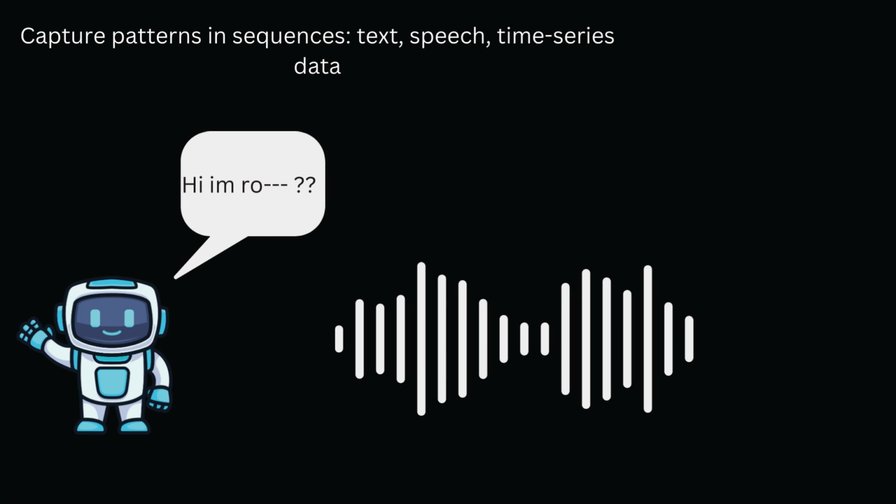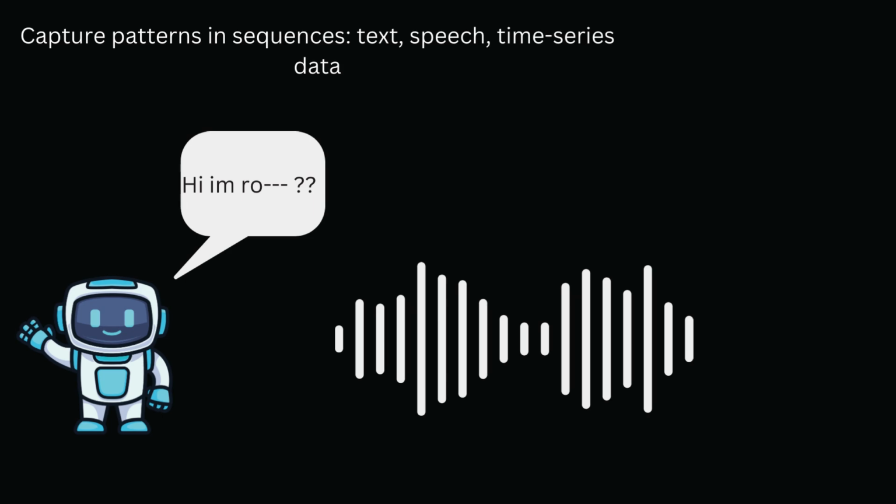In speech recognition, for example, the speech has variations. For example, these are the frequencies. For example, one higher, one lower, it will see which is higher, which is lower, and based on that it will try to predict the speech recognition.